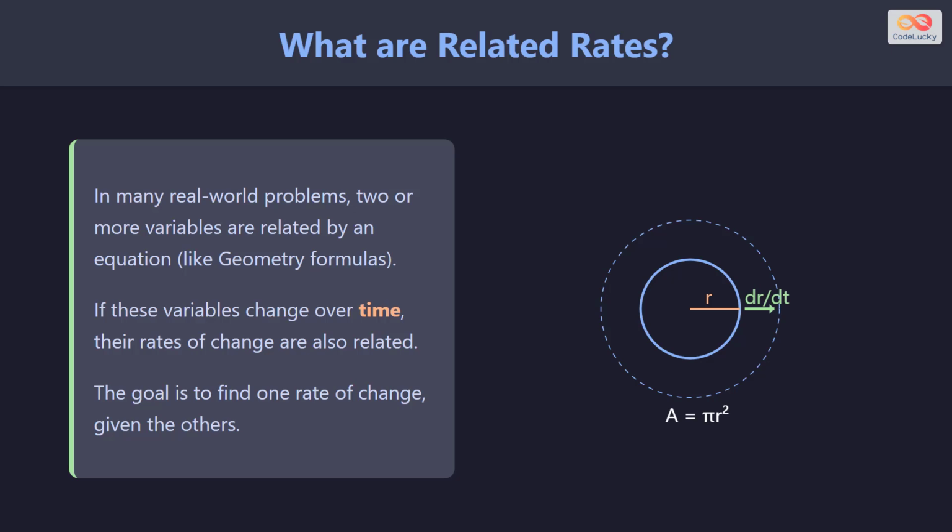So, what exactly are related rates? In the real world, geometric quantities often change together. For example, as a balloon inflates, both its radius and volume increase simultaneously. In calculus, we say their rates of change are related. Our goal in these problems is to find one unknown rate based on another rate that we already know.